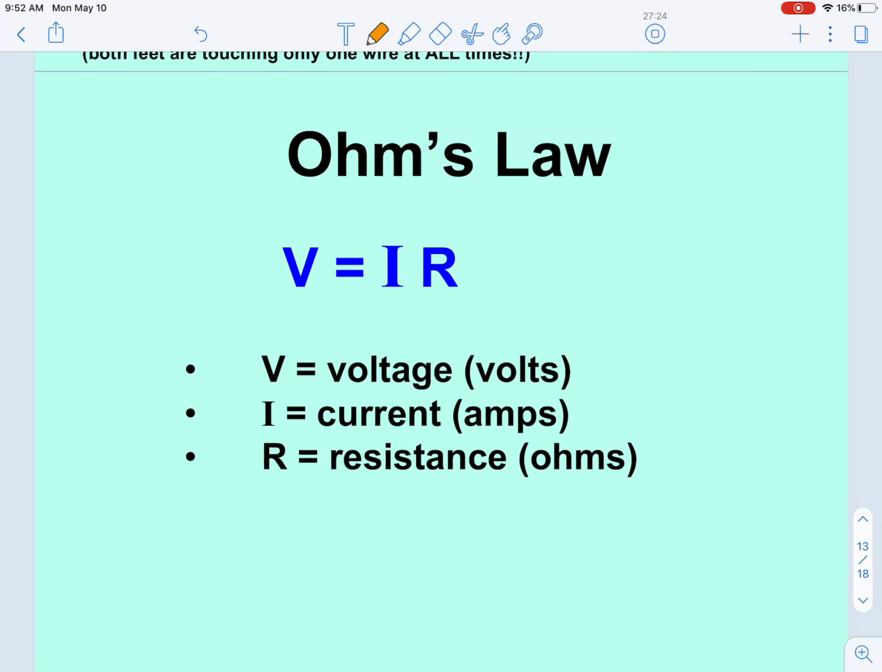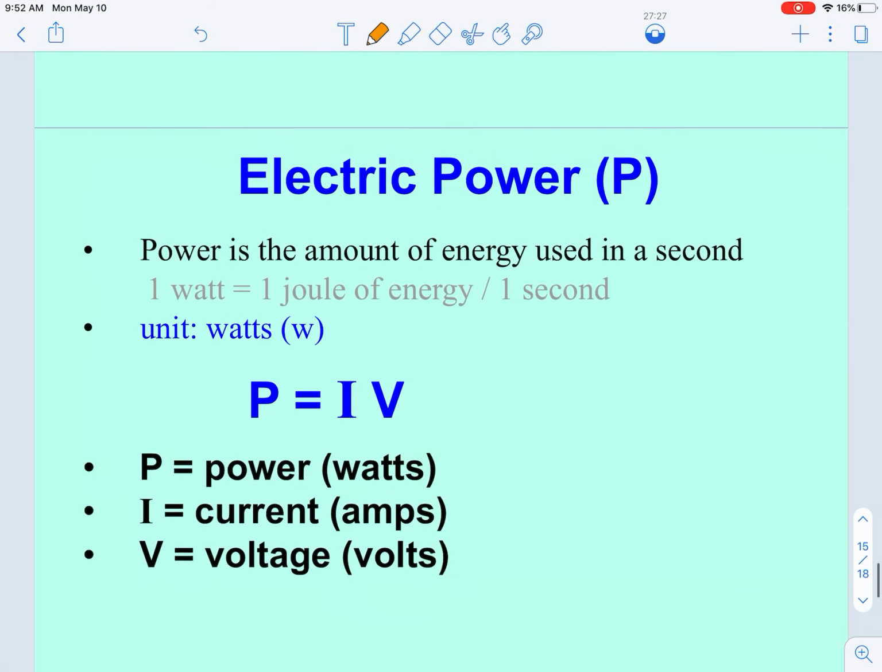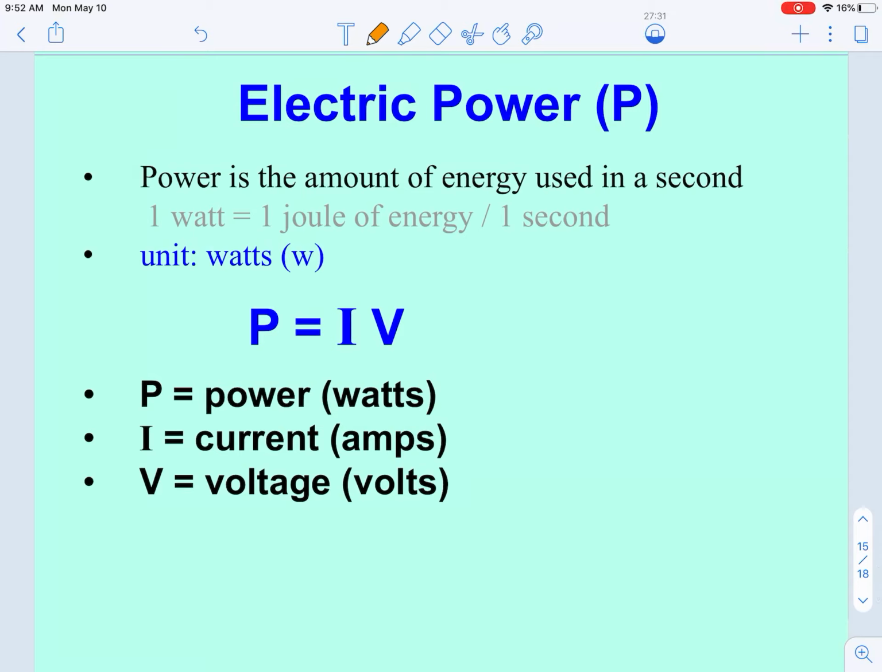All right, and then we have this equation. It's called Ohm's law, V equals IR. This is the relationship between voltage, current, and resistance. And then we're going to come back and do some example problems in a different video.